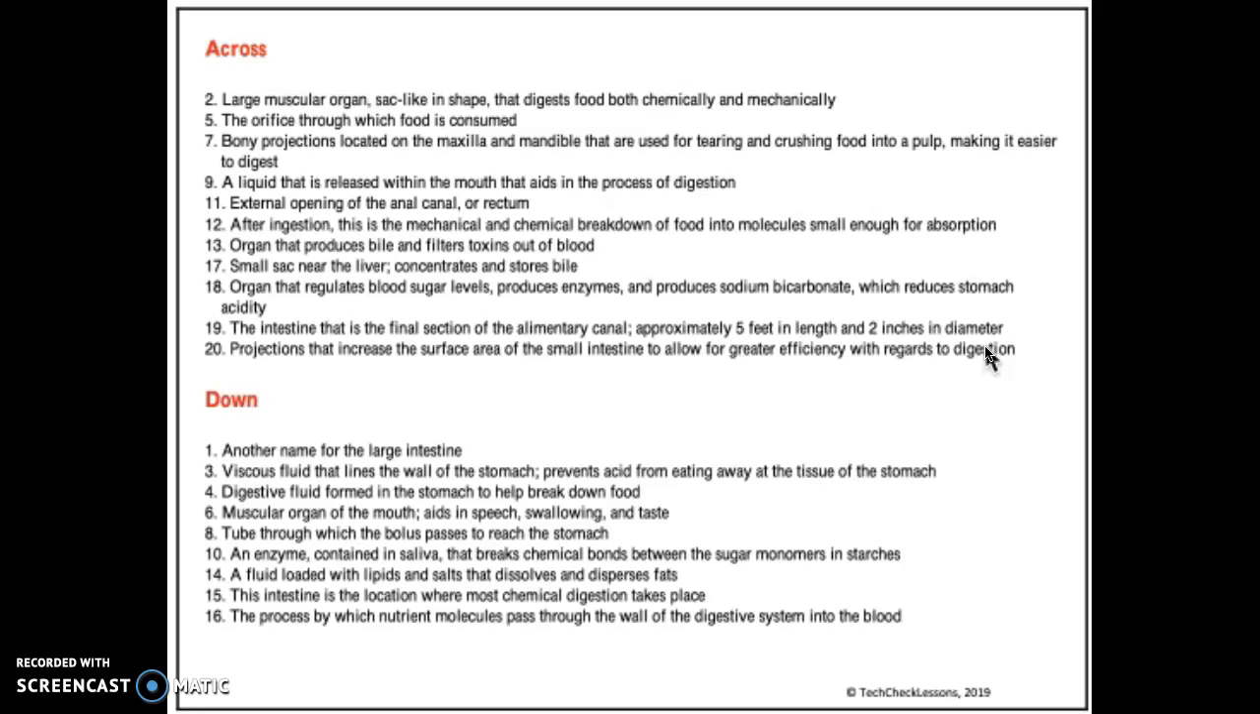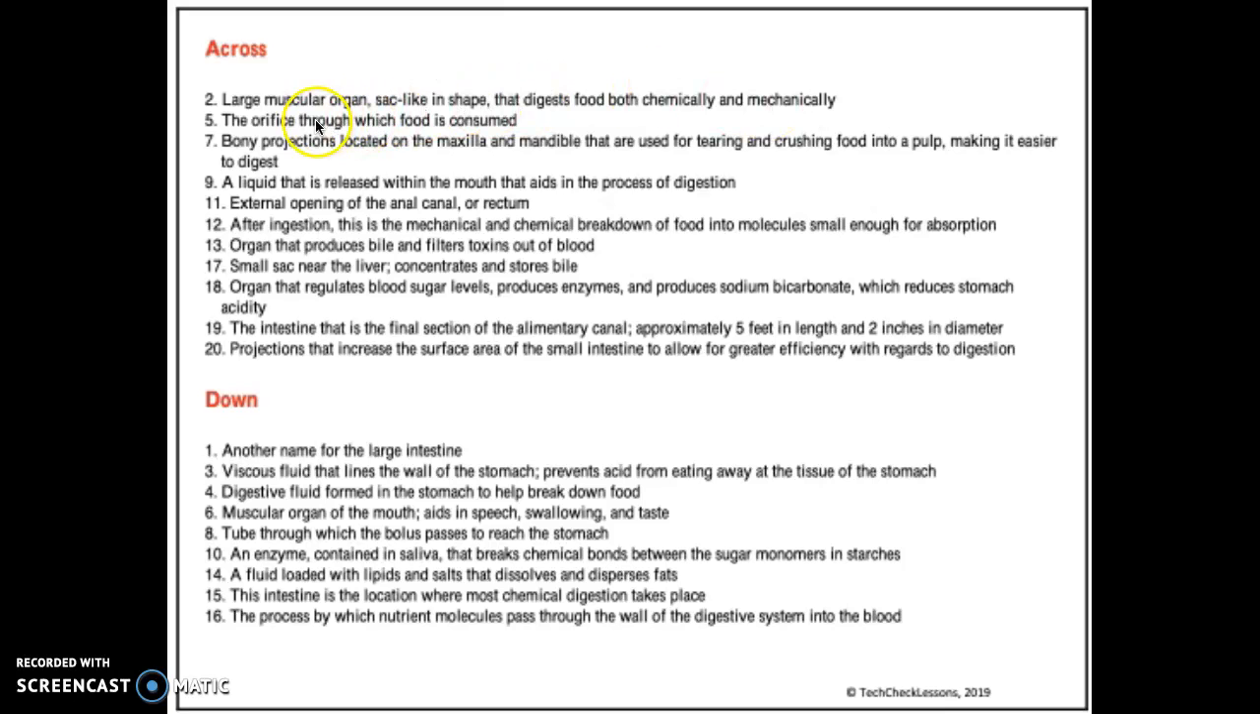All right, let's do the across ones first. Number 2. Large muscular organ, sac-like in shape, that digests food both chemically and mechanically. So one of the largest organs that are present in the digestive system is actually the stomach, and it literally digests the food. It has gastric juices, which are chemical, and also mechanically pushes and mixes the food around for digestion. So number 2 is stomach.